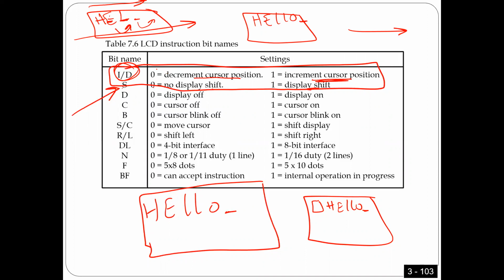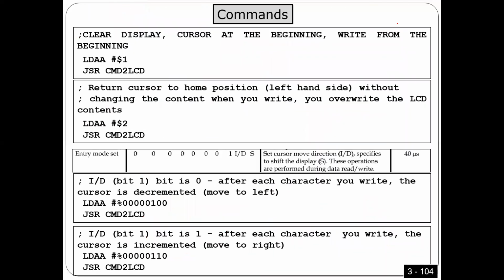Okay, there is one option. You can decrement the cursor for some reason. If you want to do something like that, for example, every time you write something, the cursor is going to move right to left instead of left to right. So you can control it here. Let me tell you what I did.